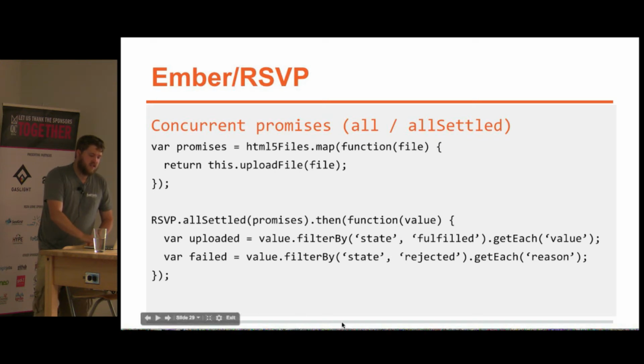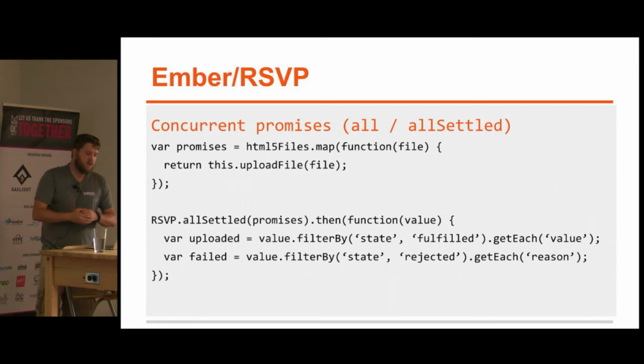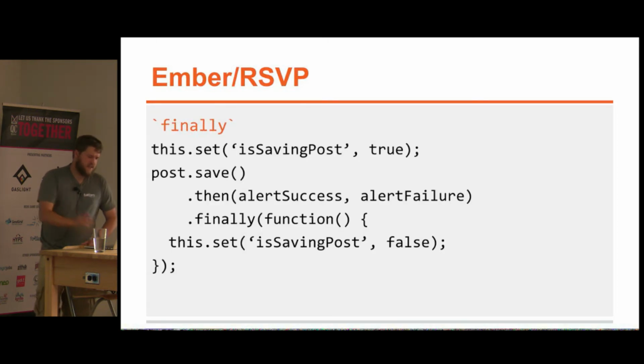And it just gives you a value that has 2 properties. It gives you a value that's an array. And each array item has a state, fulfilled or rejected. And then depending upon that state, it has either reason or value. And so this is a way you can really handle a lot of bulk things as promises concurrently. And so we do this in our app, and I have an example of that later, I think.